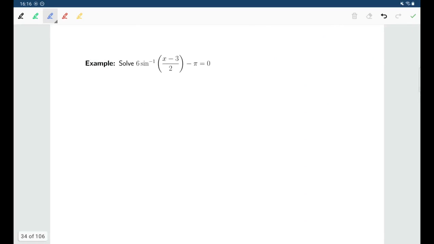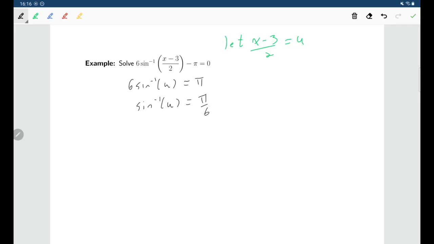All right, last one for me to work through. And here I'm actually going to start out doing my substitution before I do anything else, just so I have a little bit less writing to do. I'm going to replace the x minus 3 over 2 with u, so that we've got 6 sine inverse of u equals pi, or sine inverse of u is pi over 6. And pi over 6, that definitely is in the range for sine inverse, so we will have an answer here.